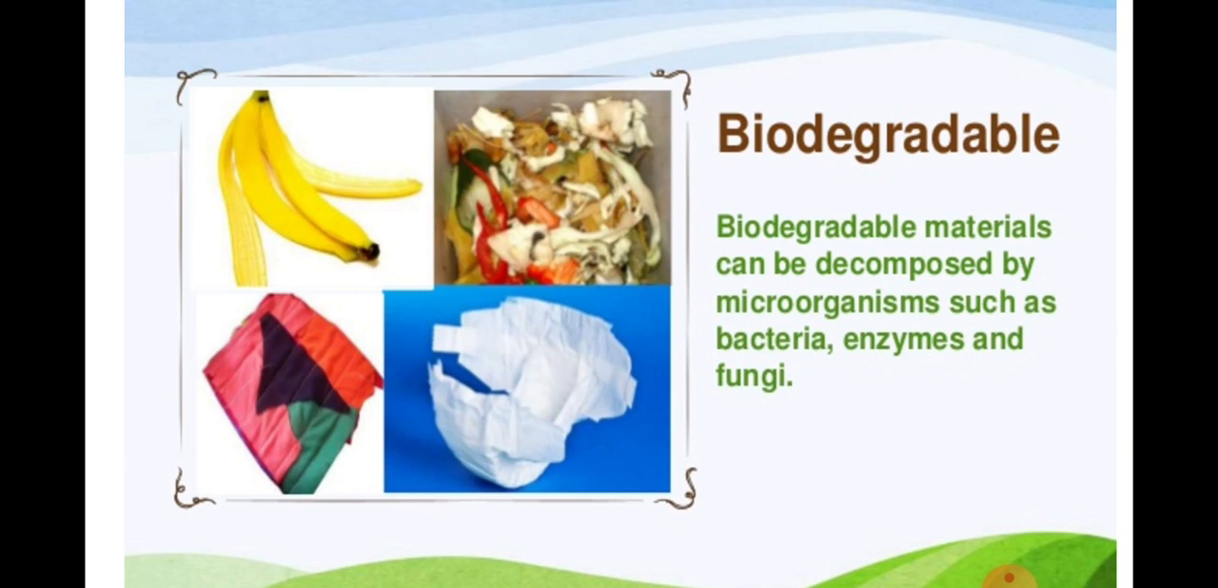For example, plant waste such as peels of vegetables and fruit, the fallen leaves, the leftover foodstuffs, the animal waste, paper, cotton clothes, woolen clothes, jute, wood, they all are biodegradable materials.